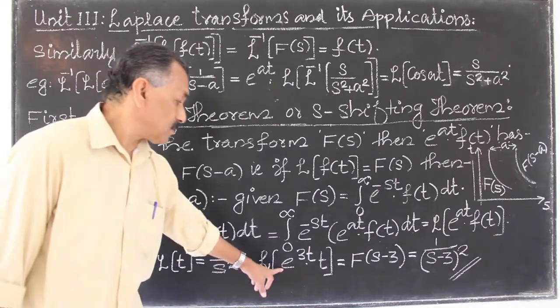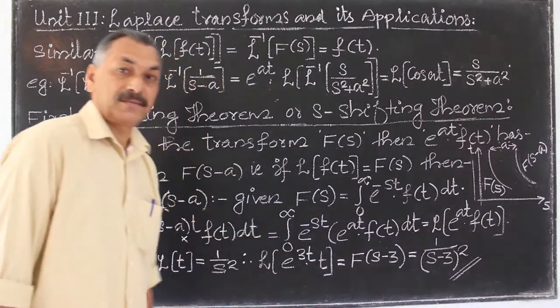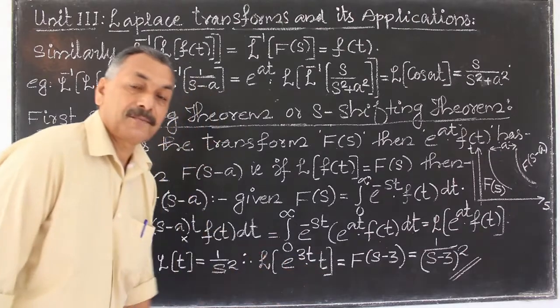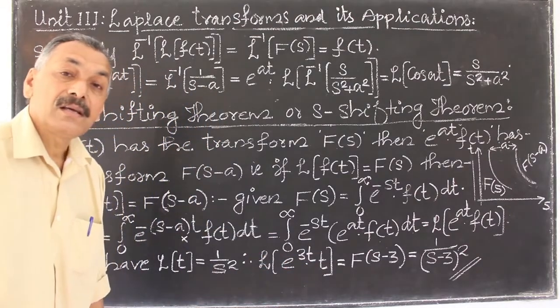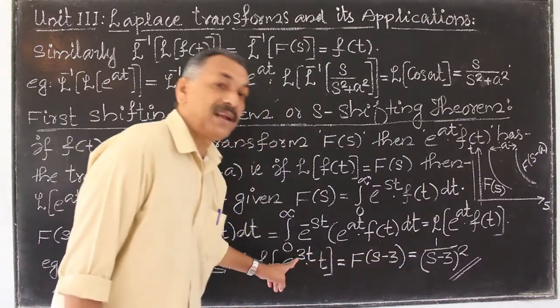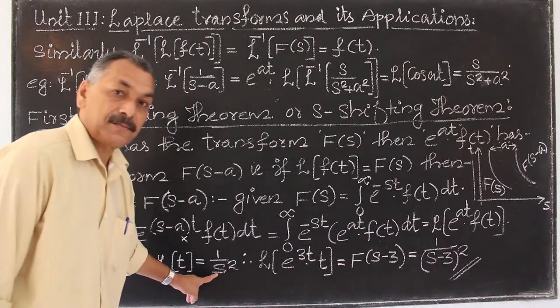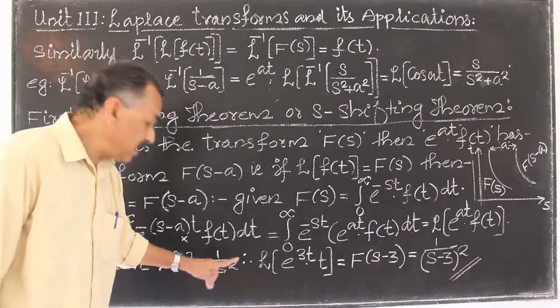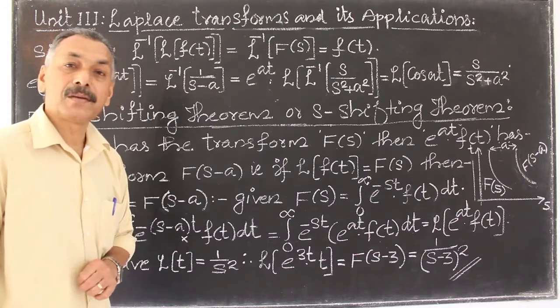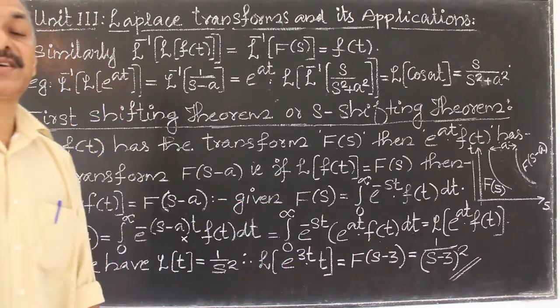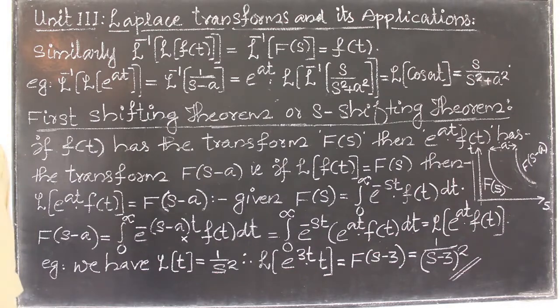Then what is the Laplace transform of e raised to 3t into t? Here the value of a is 3. e raised to at into f of t is equal to F of s minus a. So wherever s appears in the transform of f of t, we put s minus 3. That is equal to 1 divided by s minus 3 whole square. That is the first shifting theorem, or s shifting theorem.